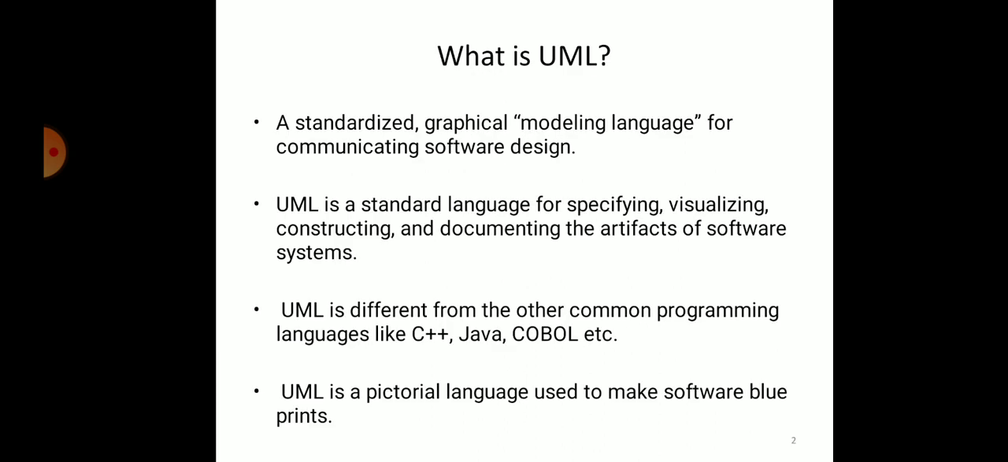Today we will see what is UML. UML is Unified Modeling Language. It is a standardized graphical modeling language for communicating software design. It is the standard language for specifying, visualizing, constructing and documenting the artifacts of a software system. UML is different from other common languages like C++, Java, COBOL, etc. It is a pictorial language used to make software blueprints.